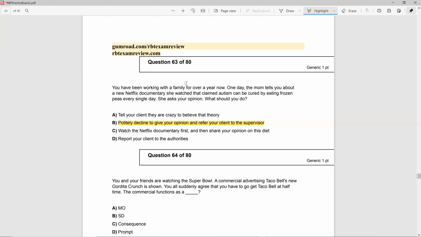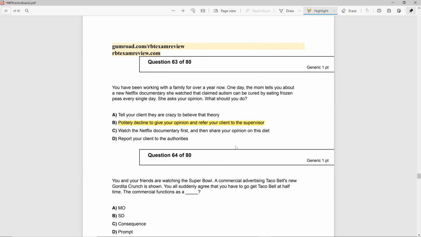All right, always read all the answer choices. C, watch the Netflix documentary first and then share your opinion on this diet. Again, you might be curious and you might want to further your understanding of what's out there. So you can watch the documentary, okay? But then sharing your opinion isn't necessarily the right thing to do, okay, in this context. And then D, report your client to the authorities. Again, way too strong, right? We don't need to report our client to the authorities for simply doing research, okay? There's nothing illegal going on here. So the best answer choice in this situation is B, politely decline to give your opinion and refer your client to the supervisor.